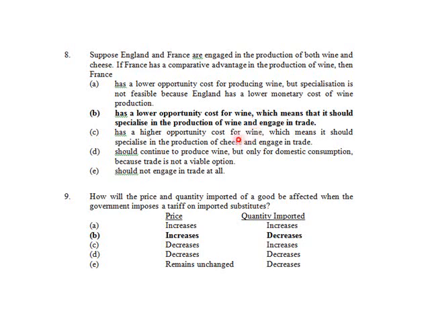Now, how will the price and quantity imported be affected when the government imposes a tariff on imported substances? So now it's on tariff. Obviously you saw in the earlier diagram, you can check again your notes, when a tariff is imposed, the supply curve shifts to the left. So price will go up and the quantity imported will go down. So option B.